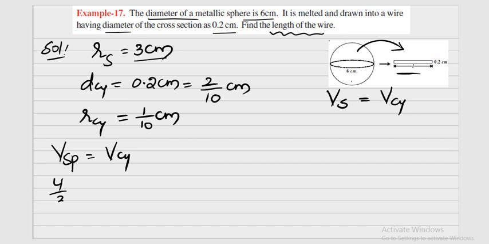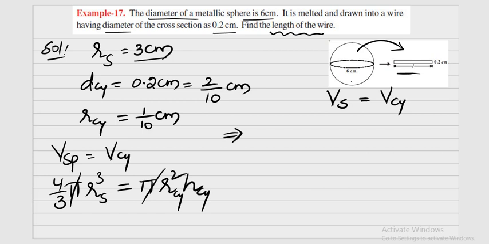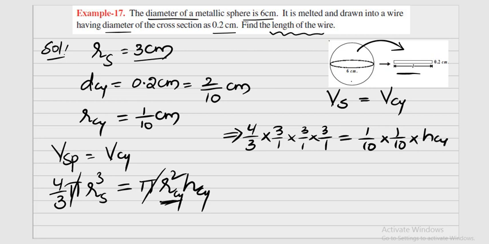By using the formula, 4/3 pi r cube is for the sphere, equal to pi r square h for the cylinder. Pi I can cancel out. On substituting the values, what am I going to get? 4 by 3 into, what is the radius of the sphere? Radius of sphere is 3. So 3 by 1 into 3 by 1 into 3 by 1 is equal to, radius of cylinder is 1 by 10 into 1 by 10, since here it is squared, into height of cylinder. Here the height of the cylinder is nothing but the length of that particular wire.